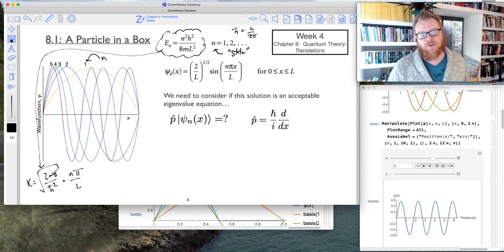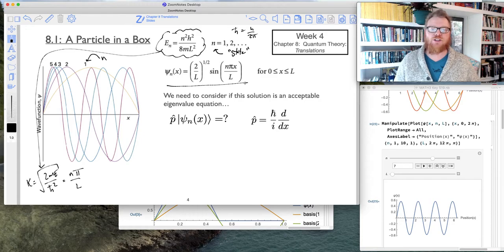So in other words, psi of 1, plugging into this function, square root of 2 divided by L times sine of pi x over L, describes one state. But when n is equal to 2, that's now going to be sine 2 pi x divided by L. That's going to be a new state. And these states are quantized by this level n. Okay, so I want to keep going with this and pose a question. We need to consider if this solution is an acceptable eigenvalue equation, this solution specifically.